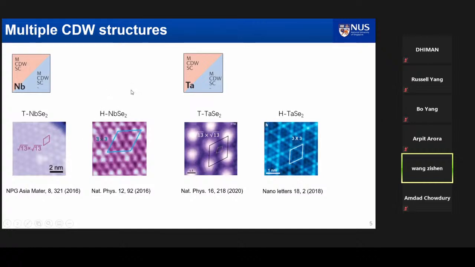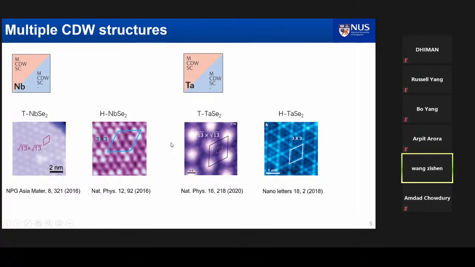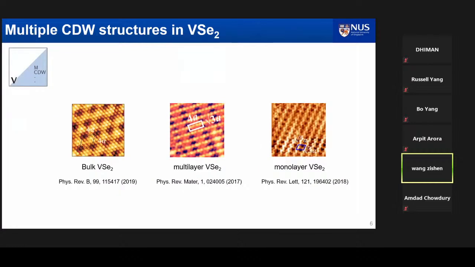Generally, NbS2 or TaSe2 in the T phase have in-plane root 13 by root 13 CDW structures with metal transition, and their monolayers have an in-plane 3 by 3 CDW structure with isotropic CDW gaps. Due to the layered structure of the TMDs, their bulk and monolayer counterparts have the same in-plane lattice distortions. However, things become interesting when it comes to VSe2. It is known that bulk VSe2 has an in-plane 4x4 CDW structure.